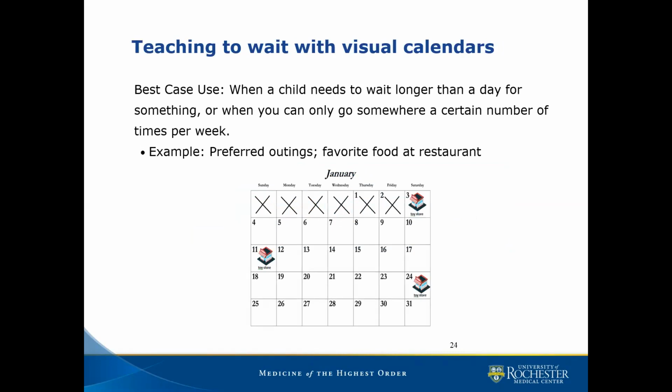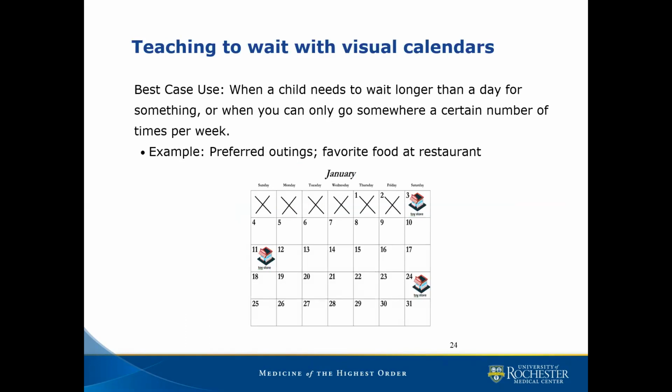Of course, we also do this with visual counters. We have a number of patients in our clinic who have a favorite toy store or a favorite place to go, like Seabreeze. They want to go to Target. They want to go to their favorite places to dine out because they're very picky and selective with their food. So we use visual counters just like this, very common. They usually need to wait longer than a day, and you can only go somewhere a certain number of times a week. So different kinds of preferred outings and favorite restaurants are good examples here.